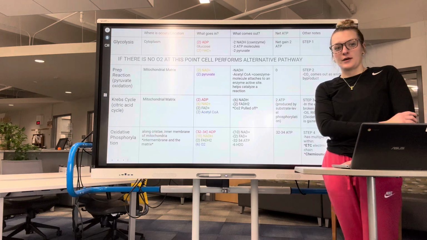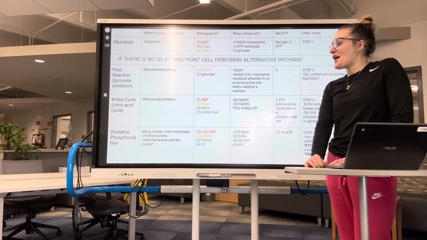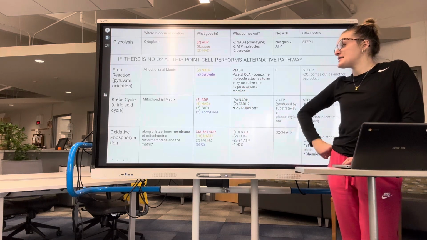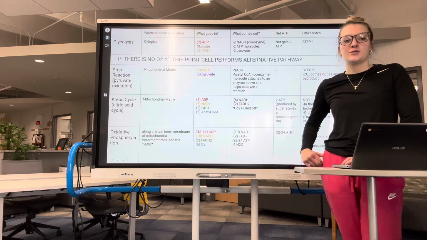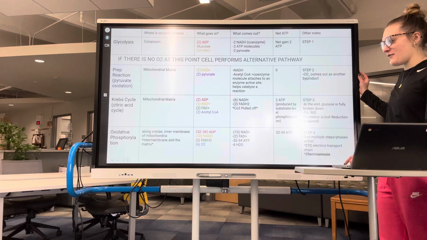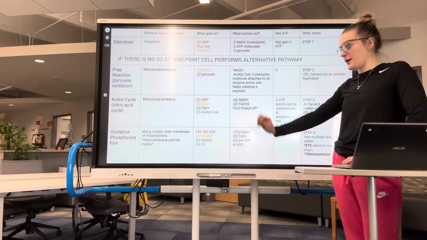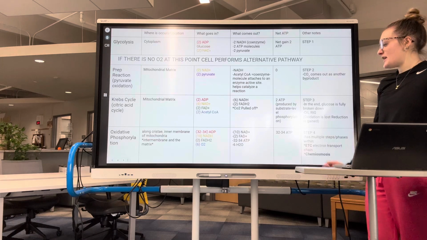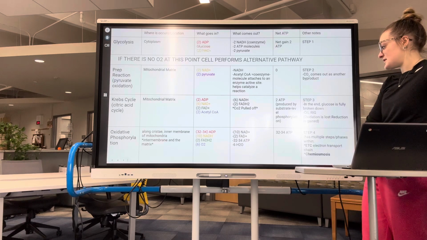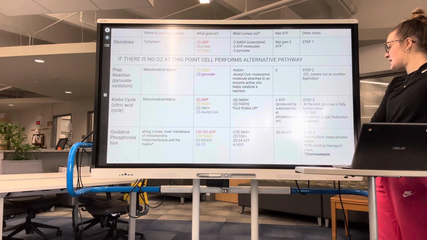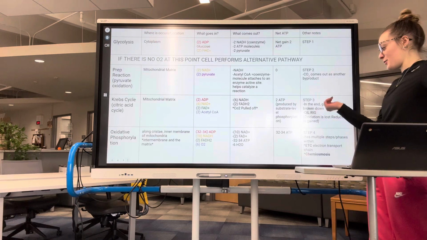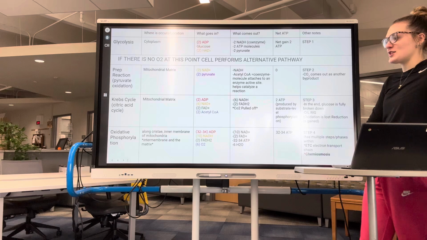The third step is the Krebs cycle or the citric acid cycle. This happens in the mitochondrial matrix. There are 2 ADP that go in, 6 NAD+, 2 FAD+, and 2 acetyl-CoA. Coming out is the 6 NADH, 2 FADH2, and CO2 is also pulled off here. The net ATP is 2, and it's produced by substrate level phosphorylation. The other note is that this third step is where the glucose is fully broken down. A little trick to remember here is OIL RIG, which is oxidation is lost and reduction is gained.